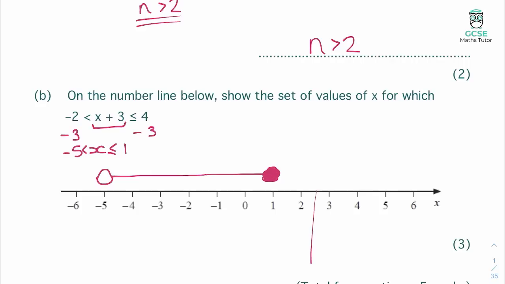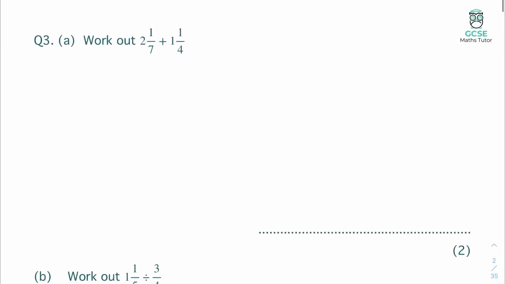Okay, on to our next question. Right, so for this one here, we are adding fractions where we have mixed numbers. So to add these together, we need to make them improper. So the big times the bottom at the top. So 2 times 7 is 14, add the 1 is 15, so 15 over 7. Add 1 times 4, add the 1 is 5, so 5 over 4. Now we need to make a common denominator, so we'll times the left by 4 and the right by 7.